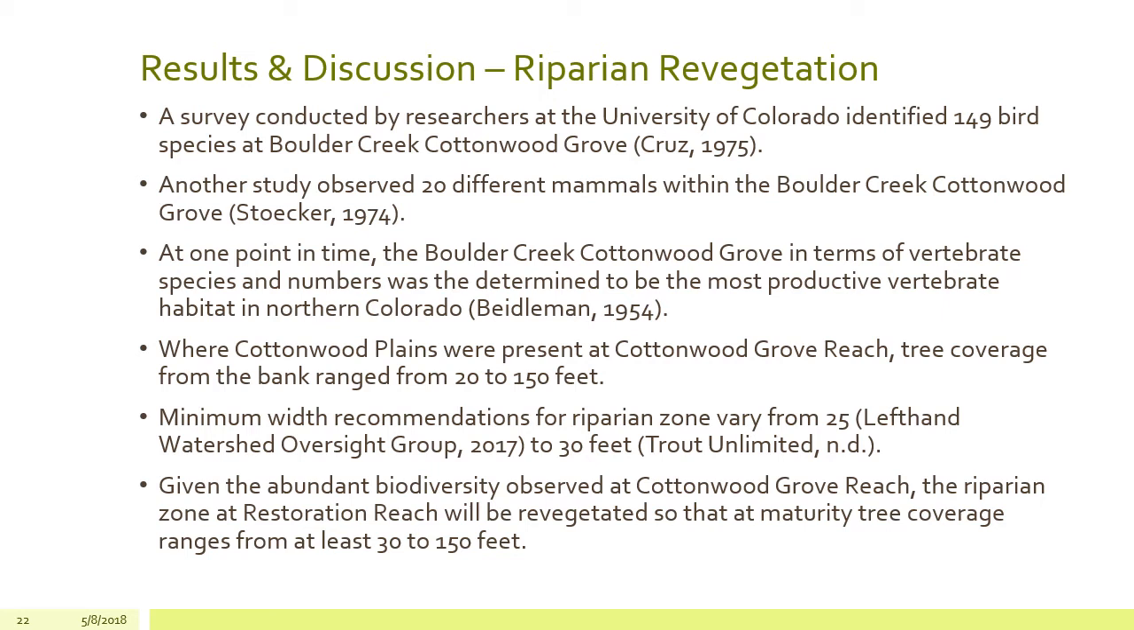Where cottonwood plains were present at Cottonwood Grove Reach, the tree coverage from the bank ranged from 20 to 100 feet. Minimum width recommendations for riparian zone varied depending on who you're talking to, from 25 to 30 feet. Given the abundant biodiversity observed at Cottonwood Grove Reach, the riparian zone at Restoration Reach will be revegetated so that at maturity, tree coverage will range from at least 30 feet to up to 150 feet.